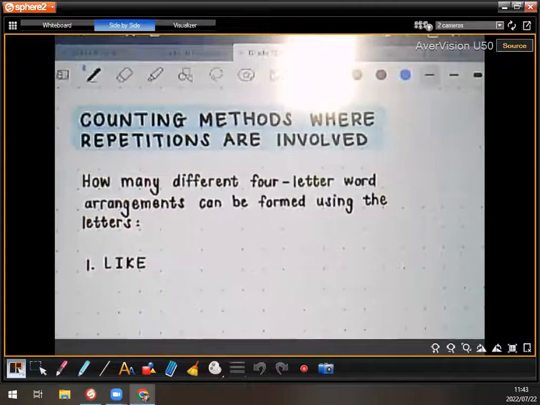Okay, counting methods where repetitions are involved. You can just write that down. We're just going to look at a few examples so that we can see what happens when there are repetitions. The next example, number 2. Number 1, there are no repetitions, all 4 letters are different. So we'll see what happens in the next one.